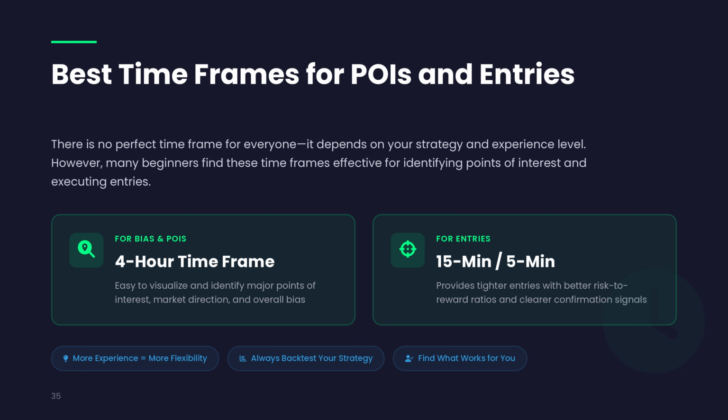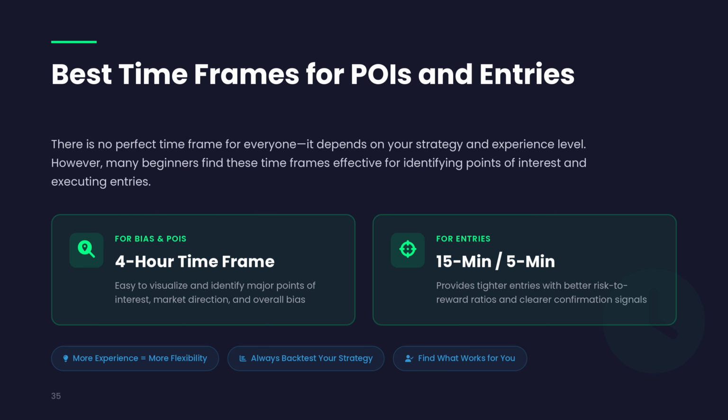For entries, don't feel compelled to trade the 1-minute chart just because some YouTube trader does it. If the 15-minute gives you clarity and your backtesting shows it's profitable, stay there. Simpler is often better. The key is experimentation backed by data. Try different time frame combinations, backtest them thoroughly, and let the results tell you what works for your trading personality. And remember, consistency matters far more than which specific time frames you use.